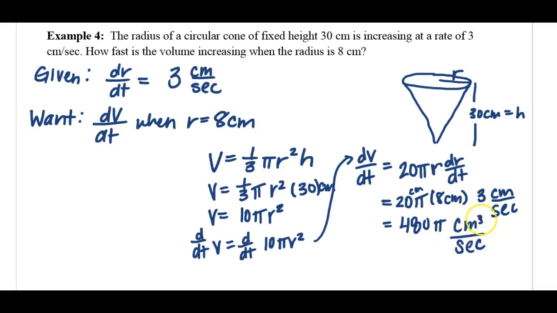And I needed centimeters cubed. That's why I went back to make sure that I didn't lose a unit. I just forgot to carry it over with this 30 centimeters of height, because I need this to be a volume. So centimeters cubed is a volume over my time in seconds. So 480 pi centimeters cubed per second is the rate of change of the volume with respect to time exactly when the radius is 8 centimeters.